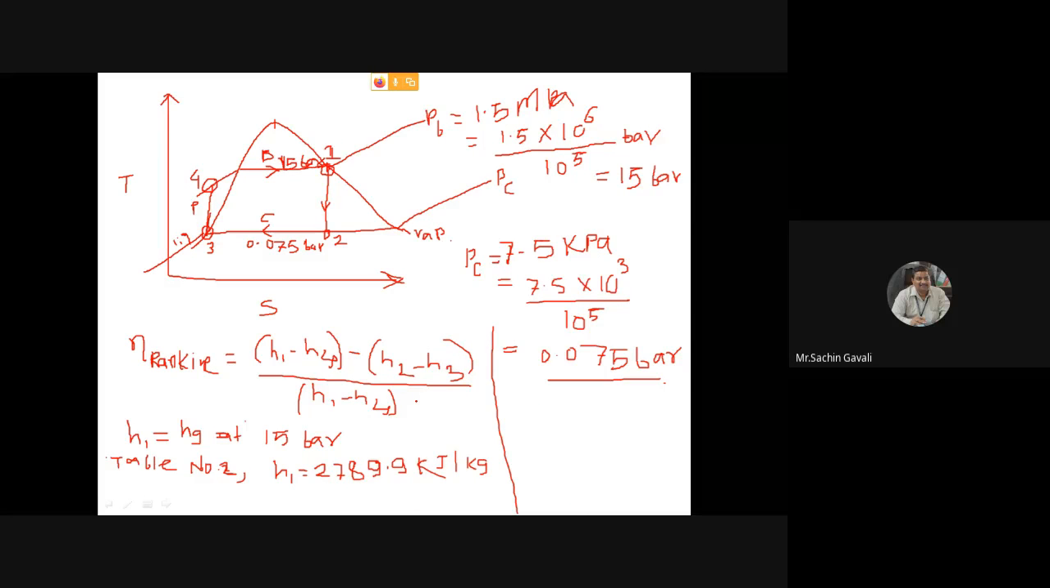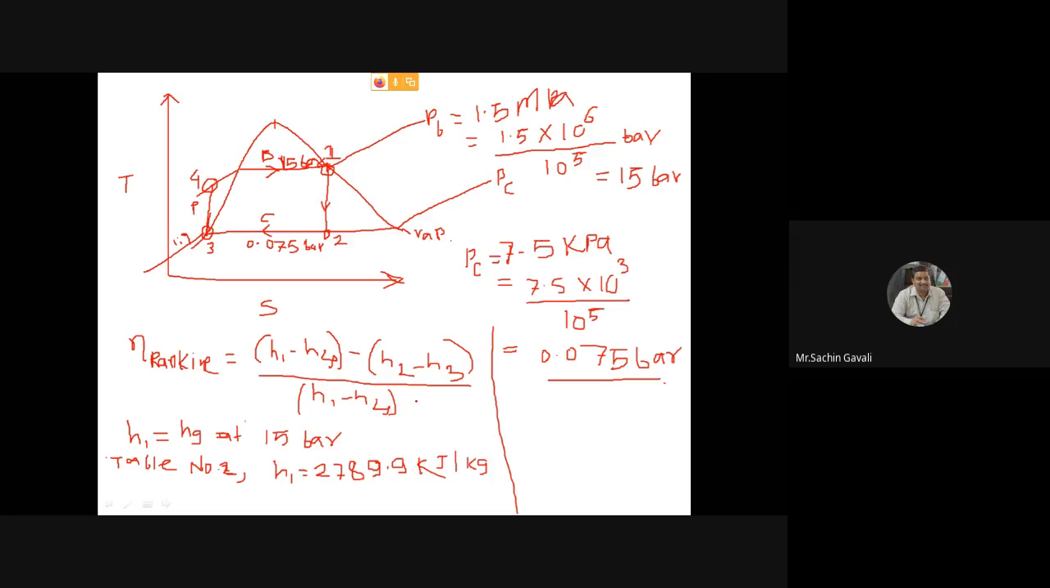Write down with me. Eta Rankine is equal to H1 minus H4, minus H2 minus H3, divided by H1 minus H4. Then H1 is equal to Hg at 15 bar. Table number 2 we have to refer. H1 is equal to 2789.9 kilojoule per kg.